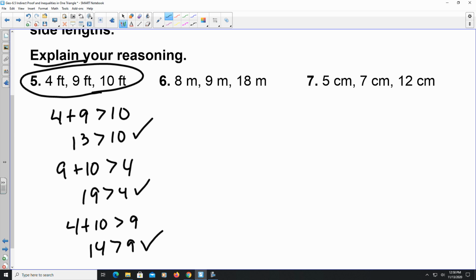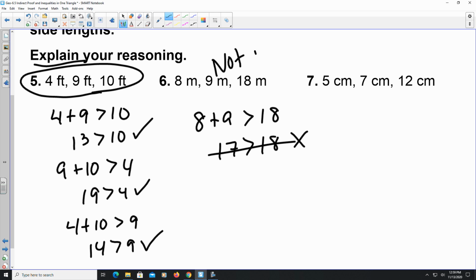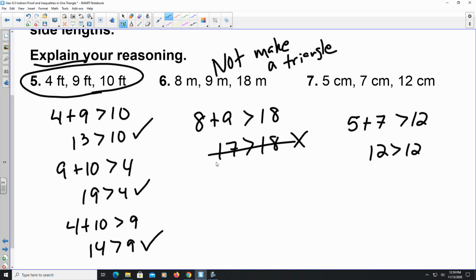If you looked at 6, the first one would be 8 plus 9. I need to see if that's greater than 18. Well, 8 plus 9 is 17. Is 17 greater than 18? No. So I can stop. This one would not make a triangle. Same thing goes for 7. If I did 5 plus 7, that has to be greater than 12. Is 12 greater than 12? No. So this one would not make a triangle.